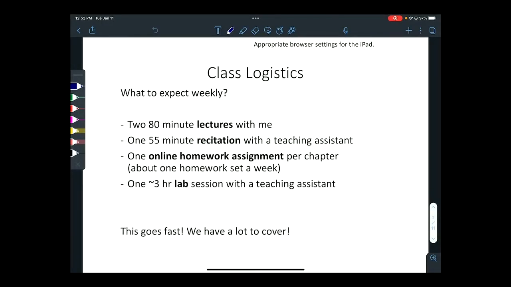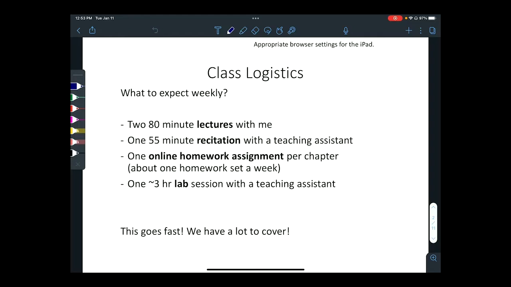So what to expect? We have 2 lectures a week, 1 recitation a week. How online homework is organized: I have 1 homework set per chapter, and we have 12 chapters for this course. We have a lot of material to cover. So 1 chapter, 1 homework set. For each homework set, I try to aim for about 90 minutes to 120 minutes worth of questions. So it ends up being about 1 homework set due a week. Because we have 12 chapters and there's about 15 weeks in the semester, that's how it ends up going.